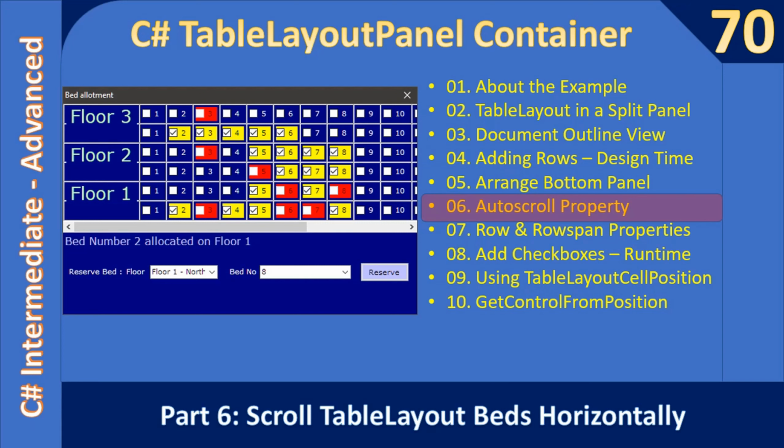Hello friends, welcome to C# Intermediate to Advanced tutorial. In the last video, we arranged the bottom panel, and in this video, we will set the AutoScroll property for the table layout panel control so that we can scroll through the bits, the checkboxes within the table layout panel container.